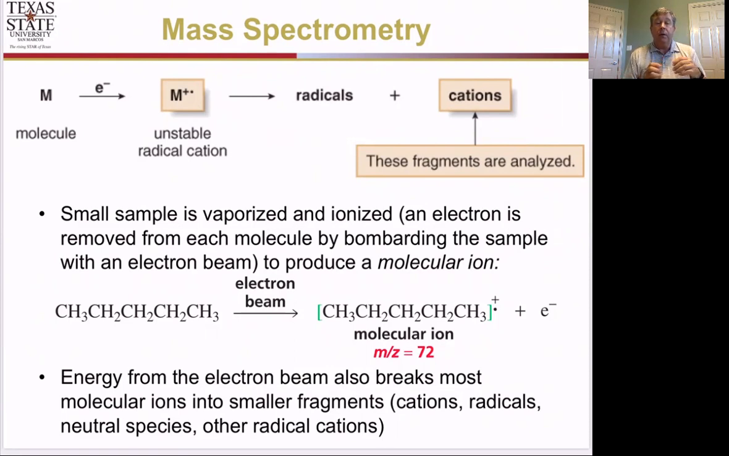Okay, so the energy of the ion beam also starts to break that molecular ion into smaller fragments of radicals and cations and neutral species. Now, the way in which they break is based on how stable the different fragments are. And so we'll see different fragments break off from different types of materials. It's good to note here that we only see cations in the system. We see radical cations and cations. We do not see uncharged species in our mass spectrometry.